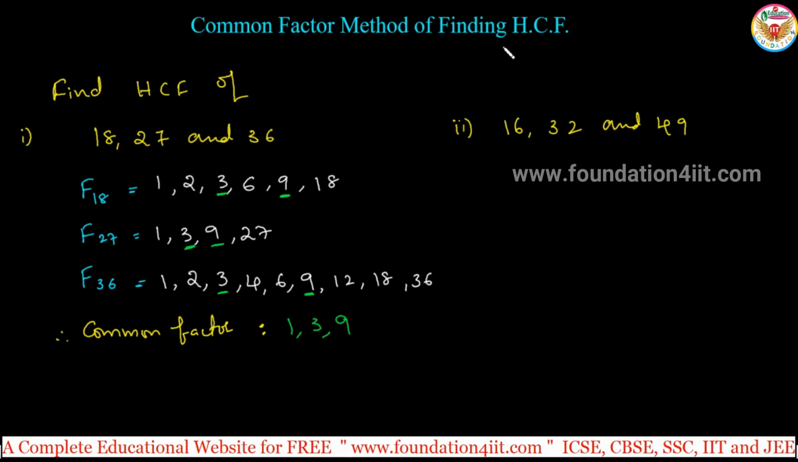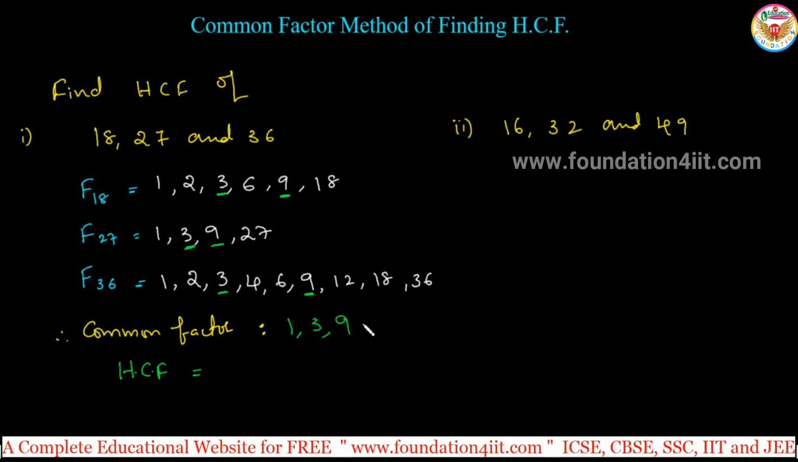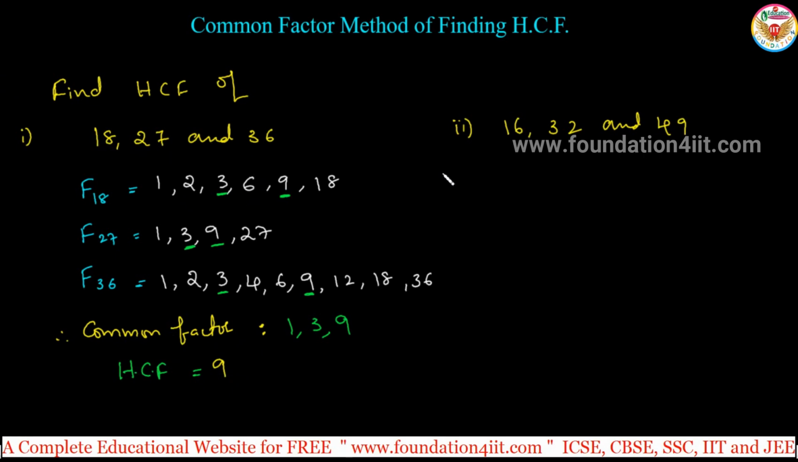So we require the highest common factor. HCF, highest. In this common factor list, which is highest? 9. Therefore, 9 is the answer. 9 is the highest common factor of 18, 27 and 36. Right. Let us see the next one.